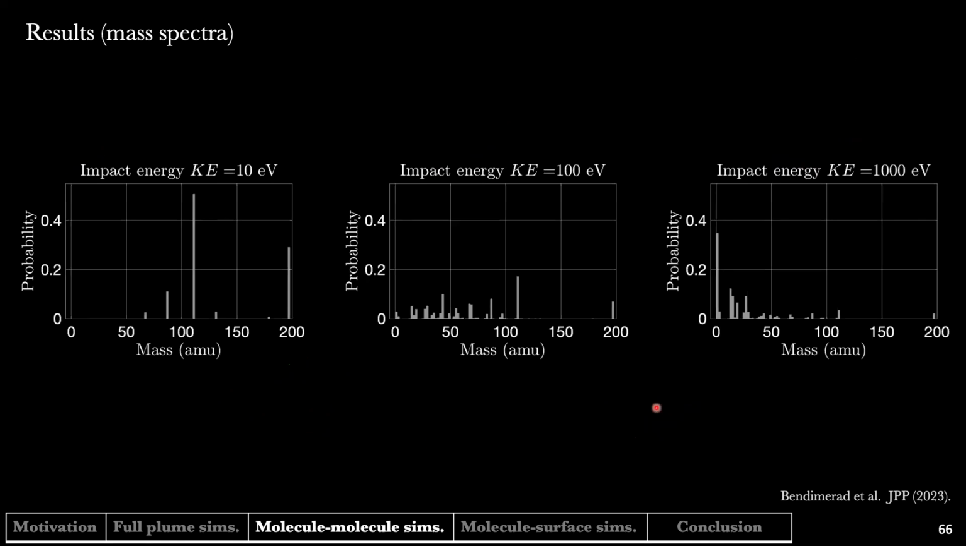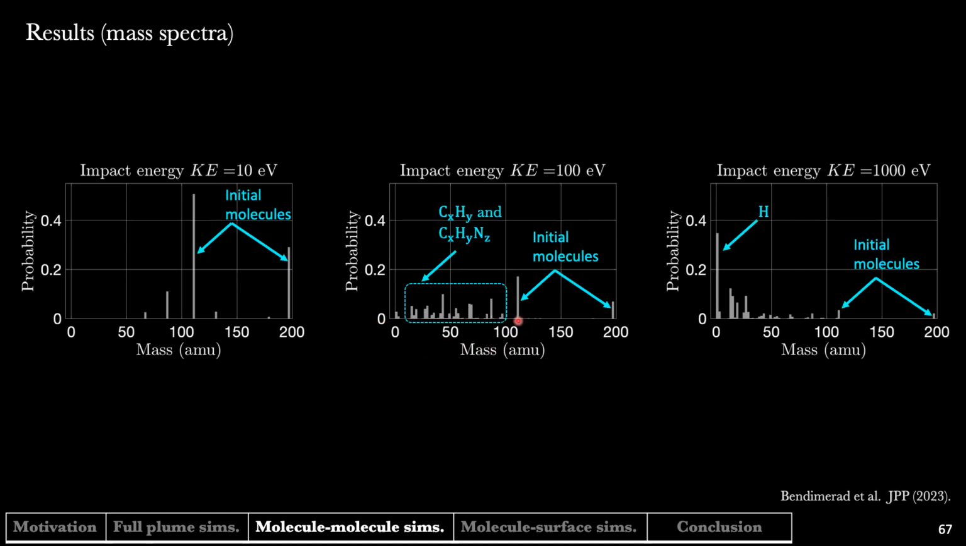And we represent the results in the form of mass spectra. A mass spectrum has the mass in the x-axis and the probability of occurrence or the abundance in the y-axis. And since we know the mass of the atoms, we can infer the type of the molecule from its mass. And we observe that at small impact energies, we still see the initial molecules, so the fragmentation rate is very small. And then at higher impact energies, there is more fragmentation, so we see more light molecules, mainly CxHy and CxHyNz. And then at higher impact energies, it is mainly dominated by the atom of hydrogen.